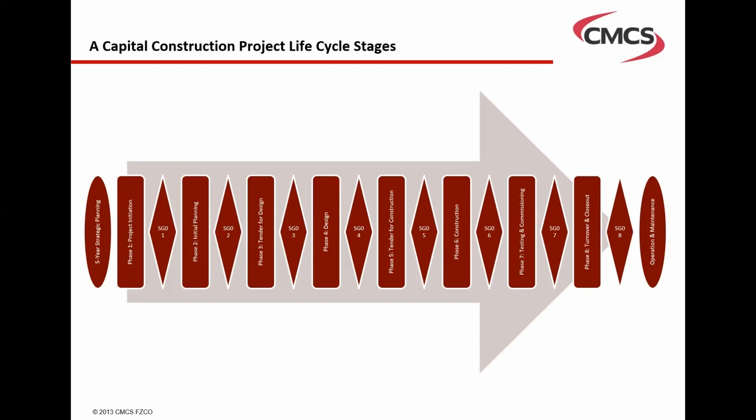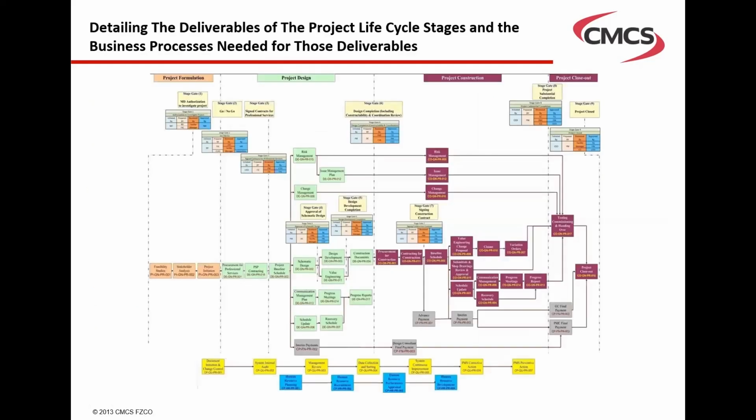Now, during these project life cycle stages, if we go into detail, it consists of many business processes that are interrelated with each other. And usually each stage is governed by what we call a stage gate, where deliverables need to be completed before we can analyze and decide whether to exit the stage and start the next stage, if we have all the approvals in place.